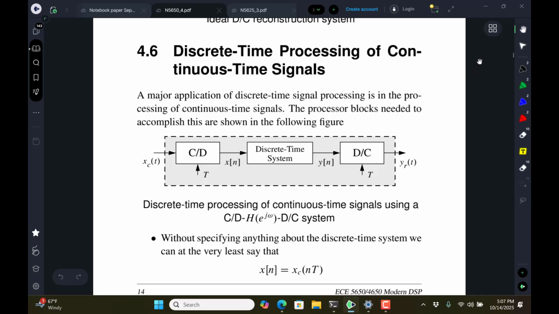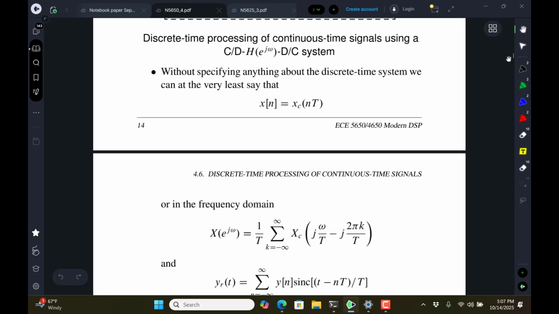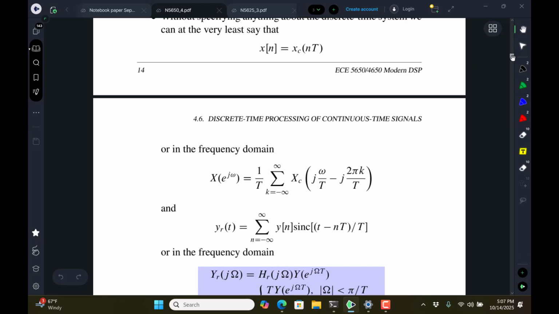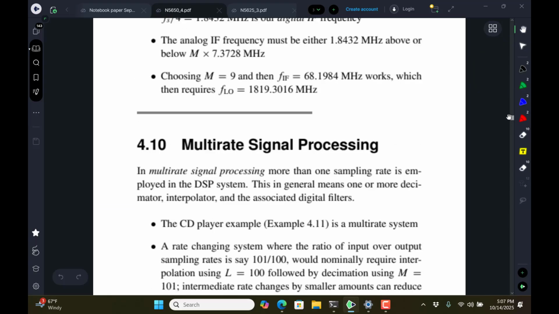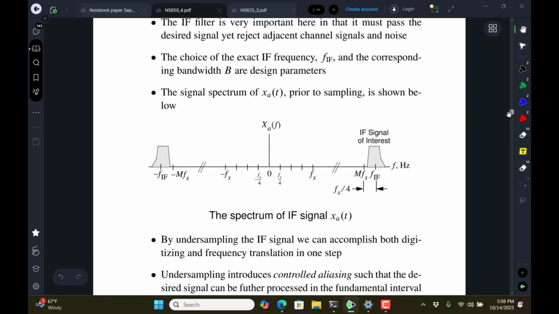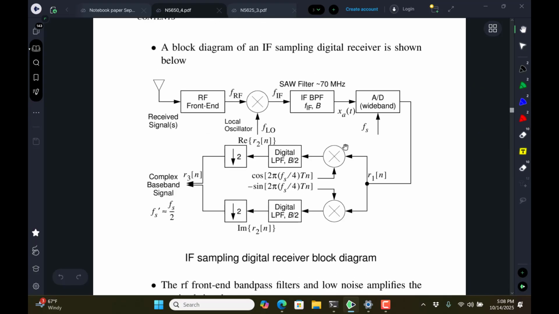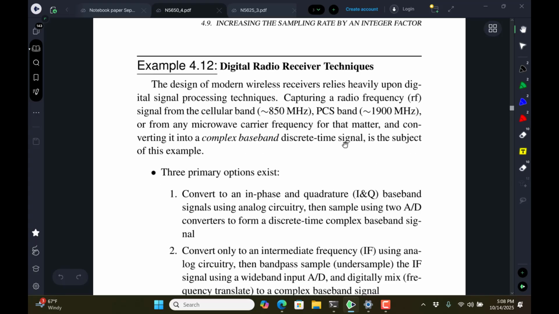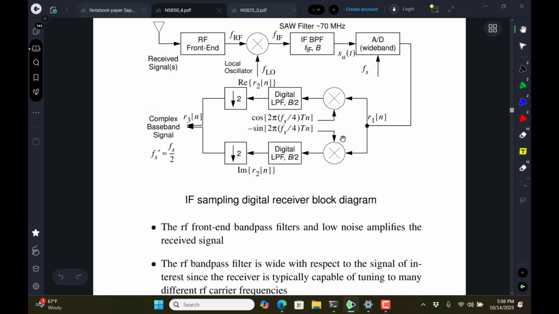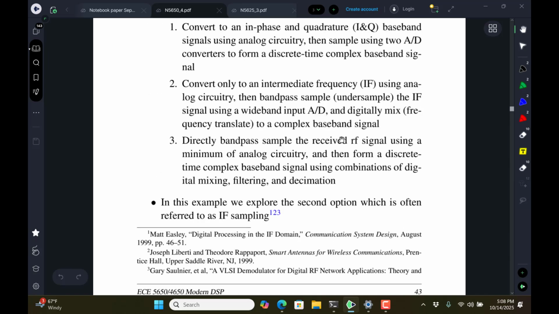And remember I'm on page 14, and I'm going to jump way up to an example that we'll eventually go through. We'll eventually go through this example, which is just my own creation. It's not in the book. It's digital radio receiver techniques. This is a cellular telephony example. But in this example, I talk about bandpass sampling, or IF sampling, actually.